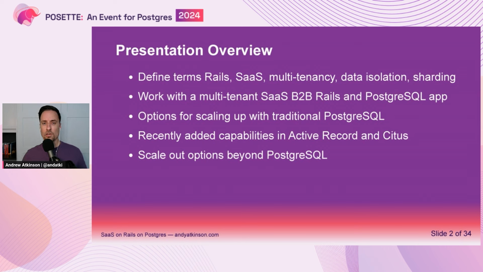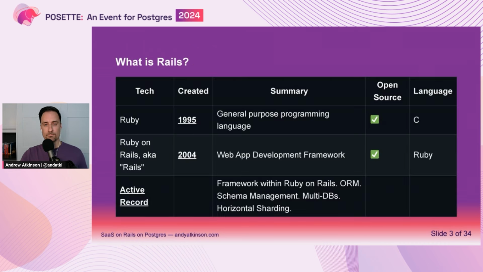Okay, so the overview of the presentation is, first we'll define some terms so that everyone's on the same page. We'll look at SaaS, multi-tenancy, data isolation, and sharding. We'll be working with a multi-tenant SaaS B2B Rails app that uses Postgres, and we'll explore some options for scaling up with traditional Postgres. And then we'll also look at recently added capabilities in Active Record and Citus later in the presentation. And we'll look at options to scale out beyond a single instance.